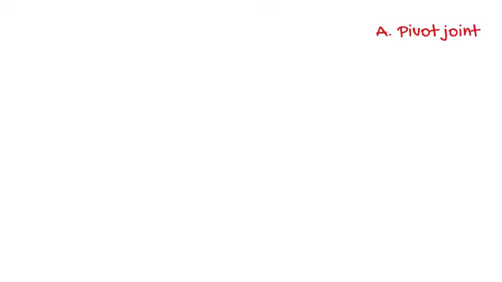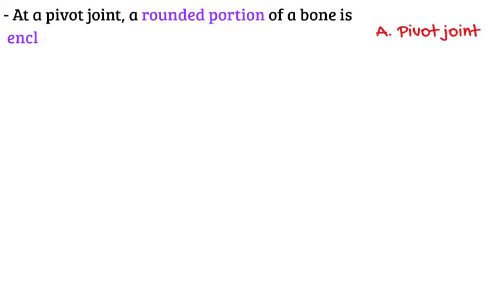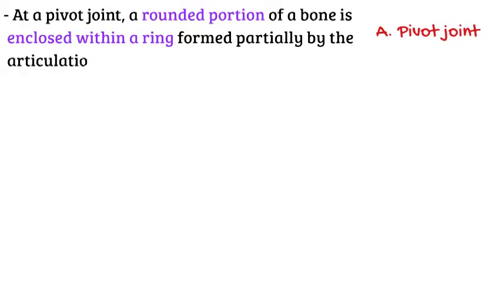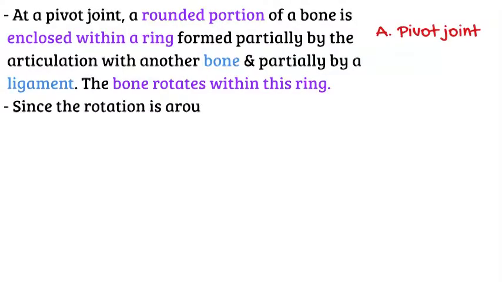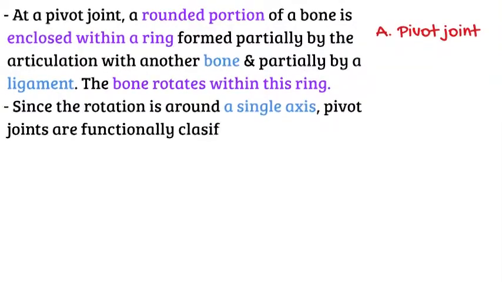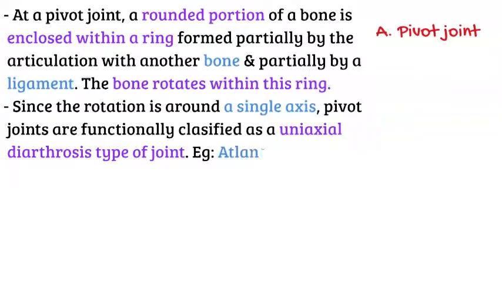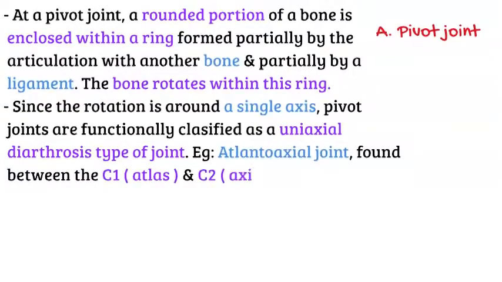A. Regarding a pivot joint. At a pivot joint, a rounded portion of a bone is enclosed within a ring formed partially by the articulation with another bone and partially by a ligament. The bone rotates within this ring. Since the rotation is around a single axis, pivot joints are functionally classified as a uniaxial diarthrosis type of joint.